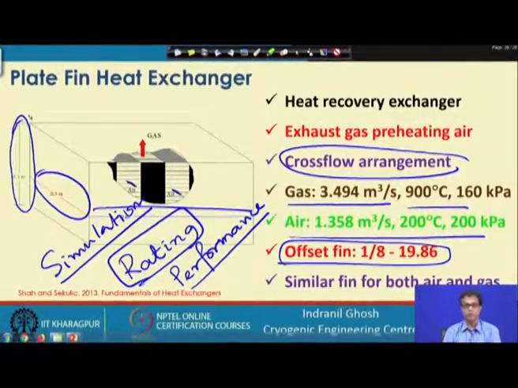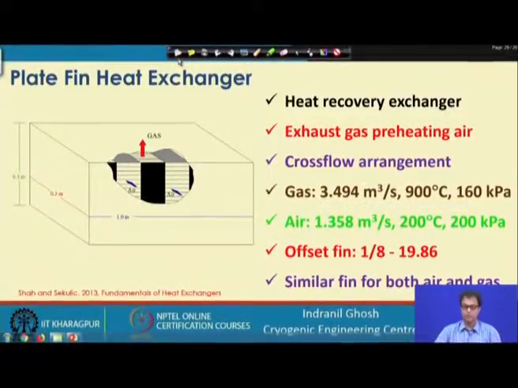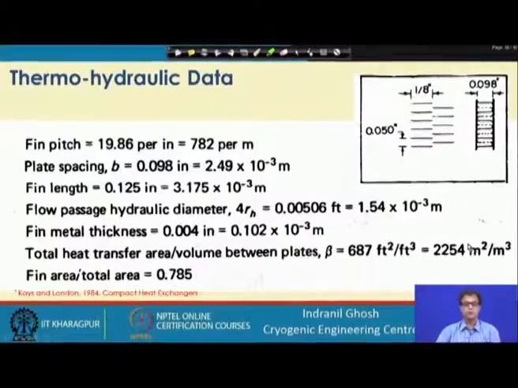If we have a simulation problem, what would be our approach to solve this problem? Before going into that approach, we would like to have a look into the fin details. As I have told you, this offset strip fin 1/8 19.86, what does it mean and what information do we have about this fin? Let us have a look into that part. So, these are the fin specifications.